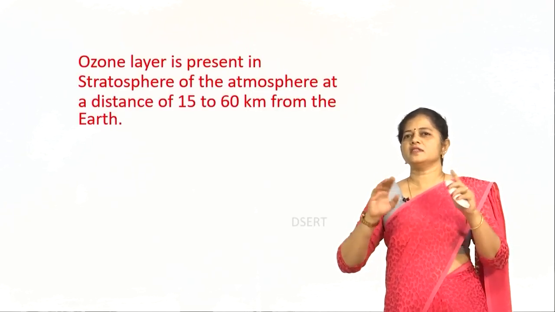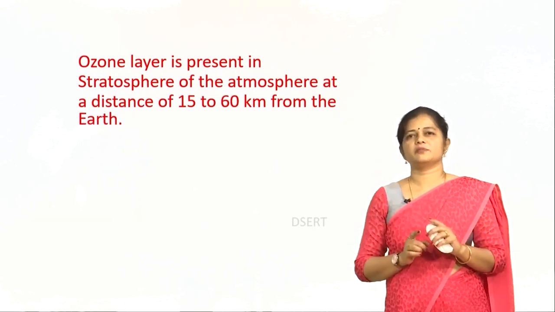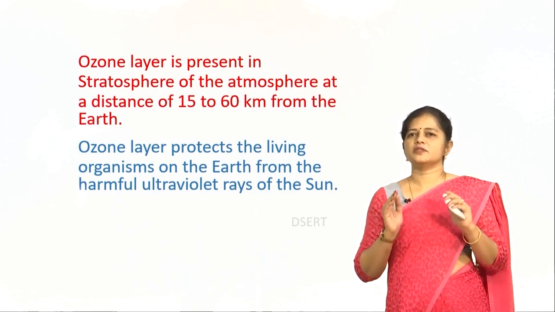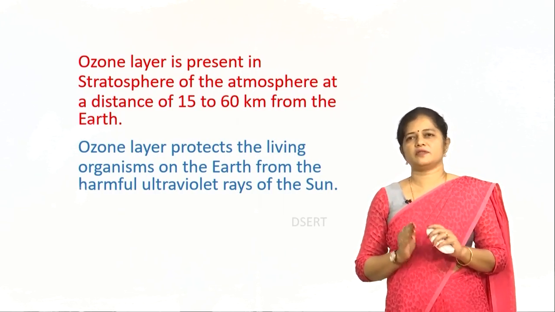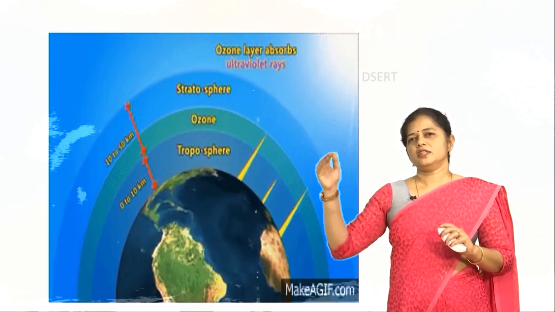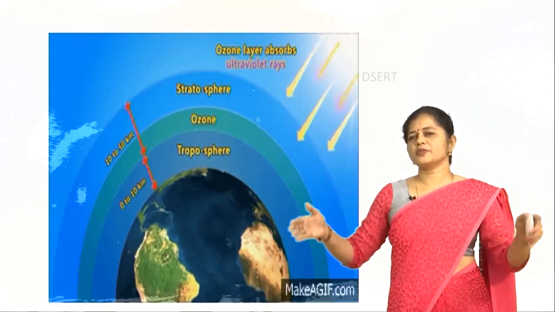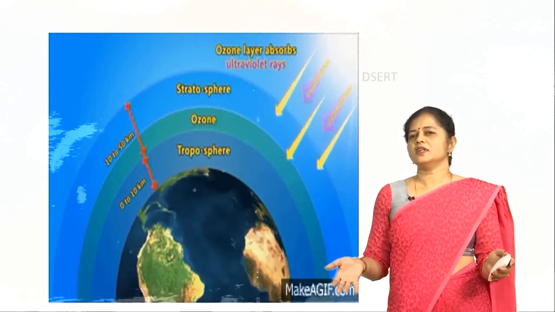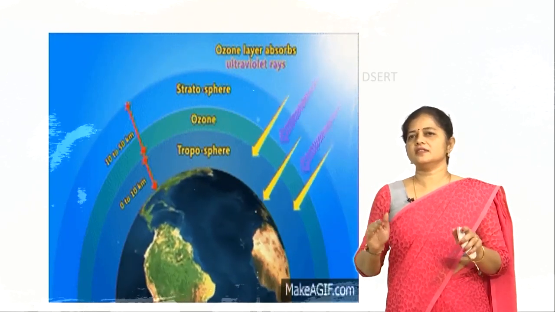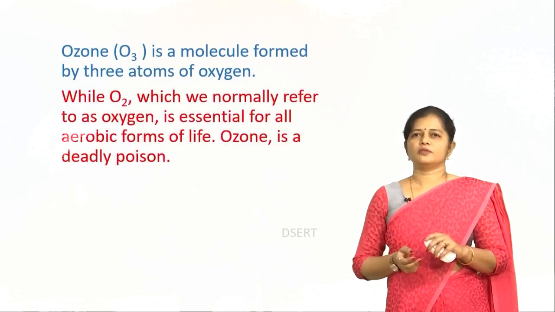Ozone layer is present in the stratosphere of the atmosphere at a distance of 15 to 60 kilometers from the earth. This layer protects the living organisms on the earth from the harmful ultraviolet rays of the sun. So now you can see here, the ultraviolet rays are coming from the sun, and the ozone layer forms a protective layer around the earth and it filters the ultraviolet rays, thereby it protects the earth.